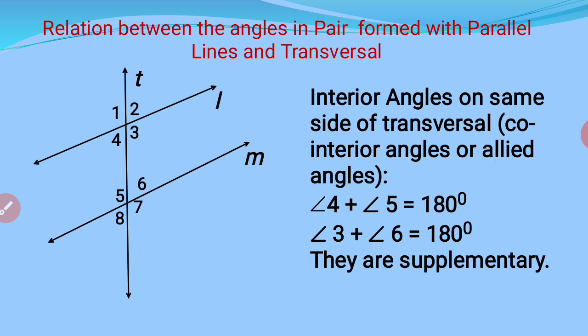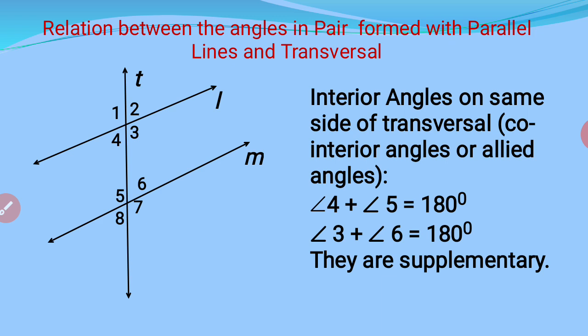The next pair of angles are interior angles on the same side of the transversal. They are interior, that means inside the given two lines. That is, we are talking about angles 4, 3, 5 and 6. Here angle 4 and angle 5 are on one side of the transversal. So they are called interior angles on the same side of the transversal, and their sum is 180.